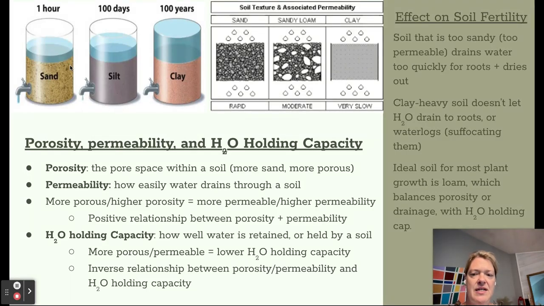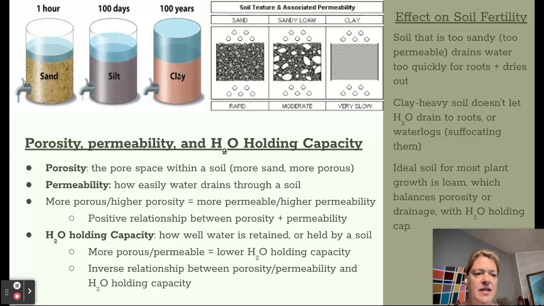If we were to fill up 3 containers with sand, silt, and clay, and we filled up the same amount of water, it would take approximately 1 hour for the sand to drain the water. It would take about 100 days for the silt to drain the water. So you can see that this has a greater water holding capacity. And then clay, it would take 100 years.